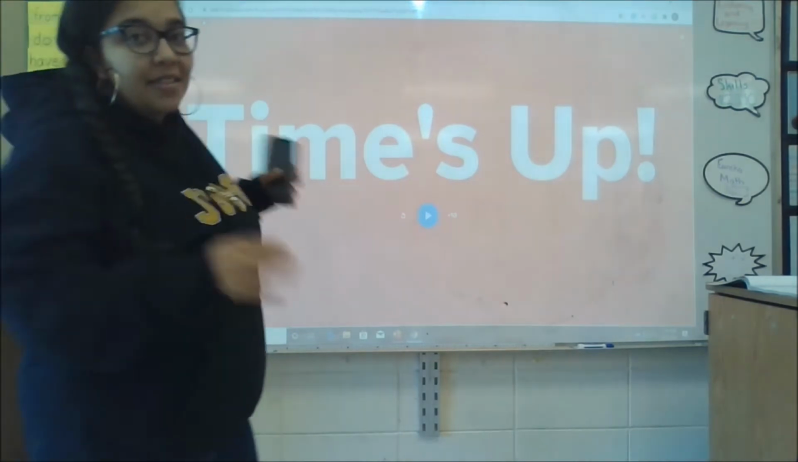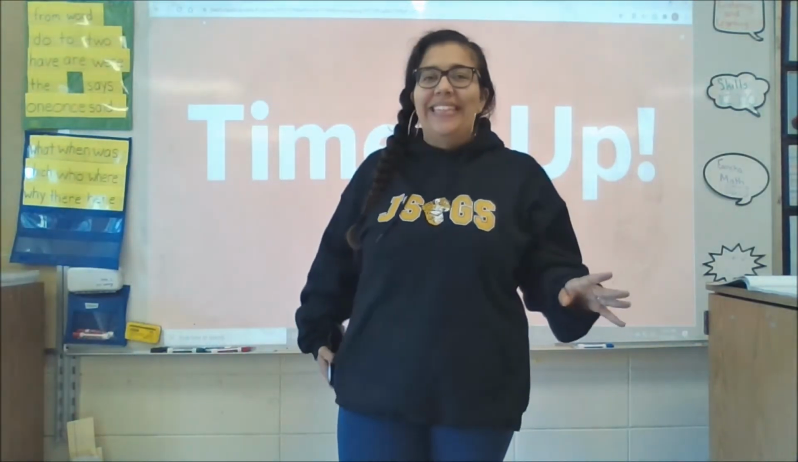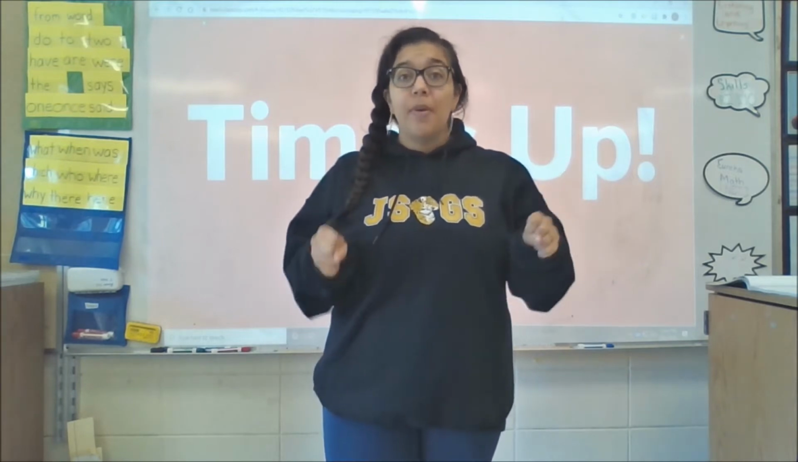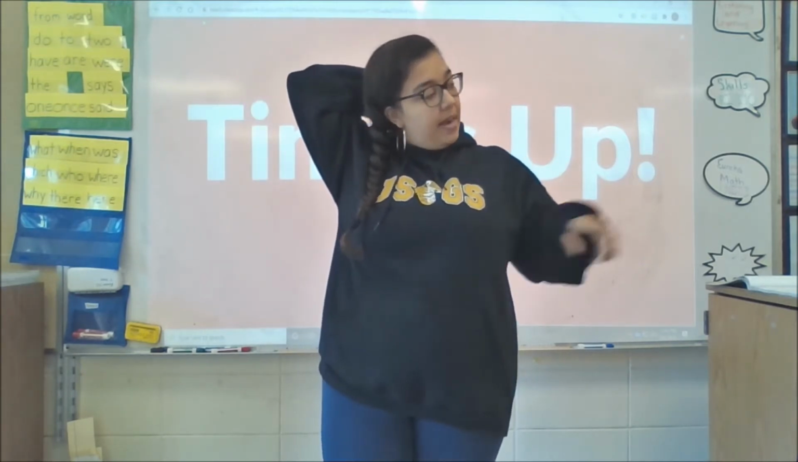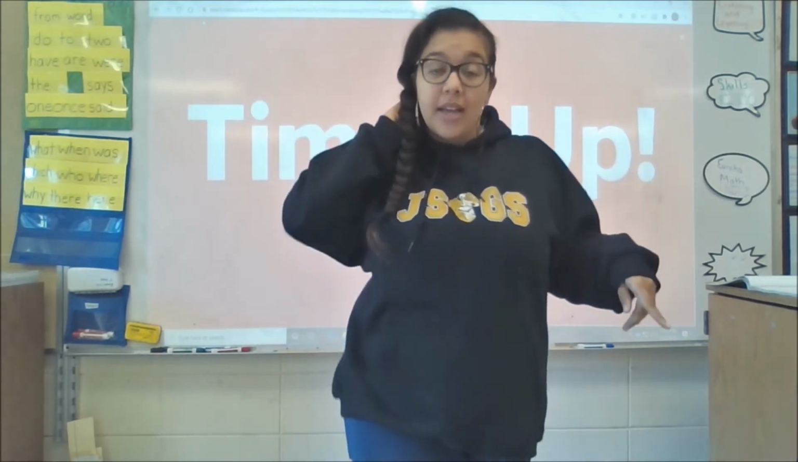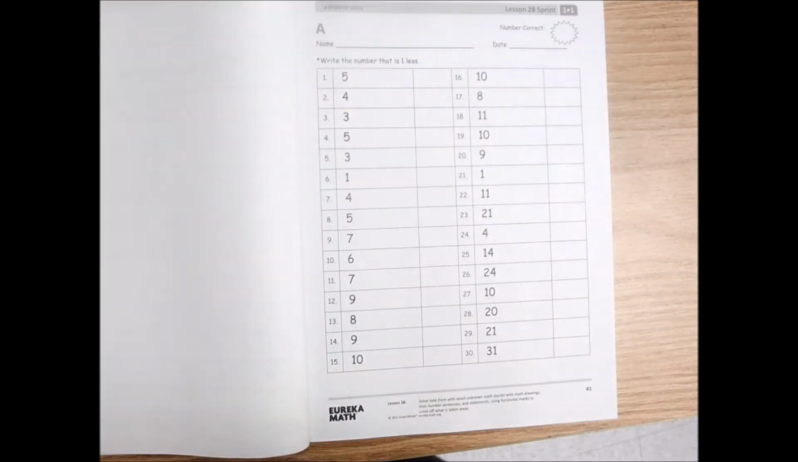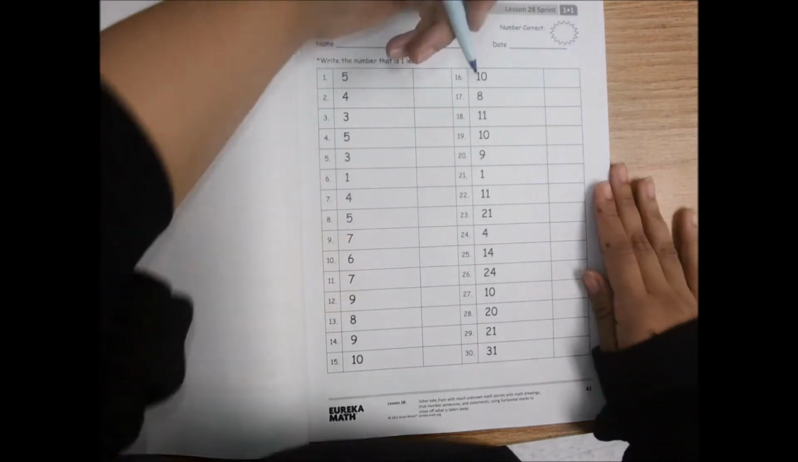Okay, stop, time's up. Alright, so excellent, yes, whatever you did is great, it's perfect, because you did your best in the time allotted. So let's go ahead and check our work and see how we did, come on. Alright, here we go, checking our work, we're writing the number that is one less. We're starting at the top, going down, and then we'll start at the top of column 2 and continue our way down. Alright, here we go.